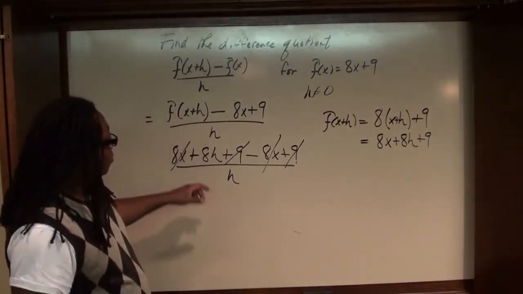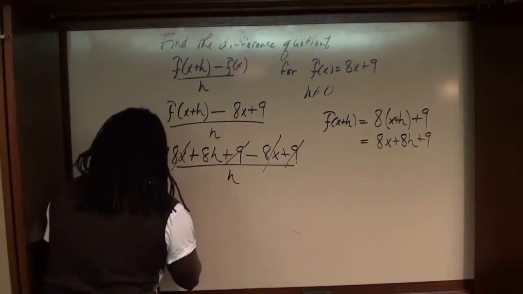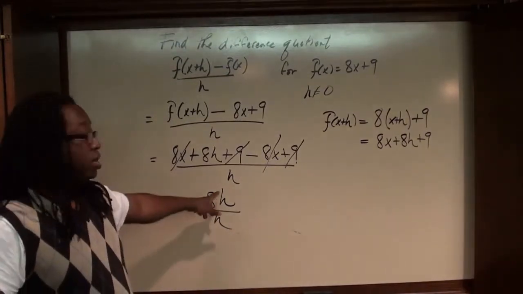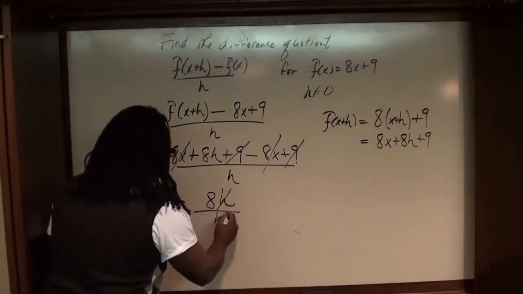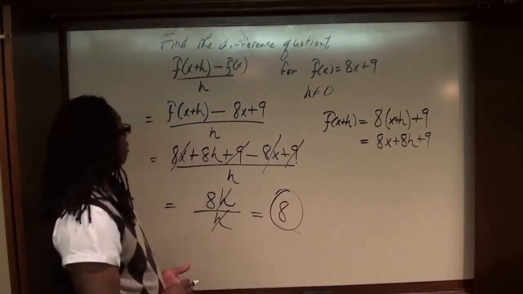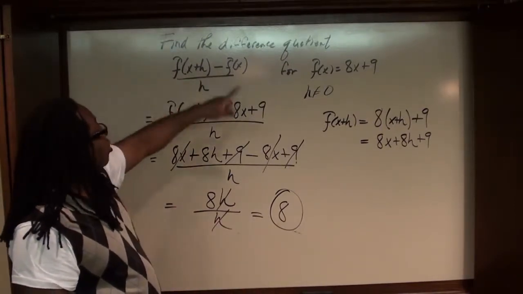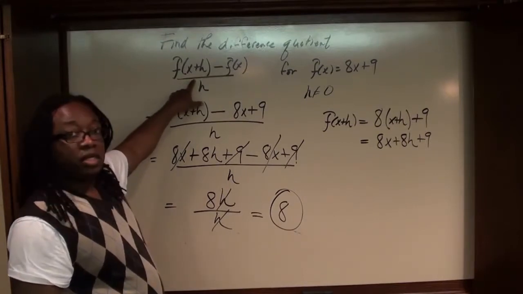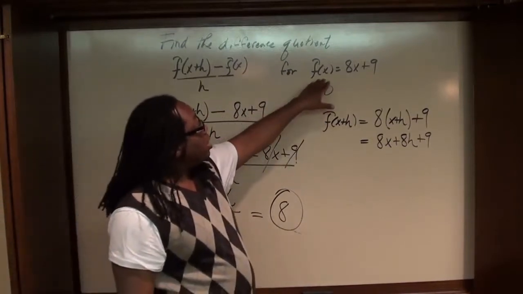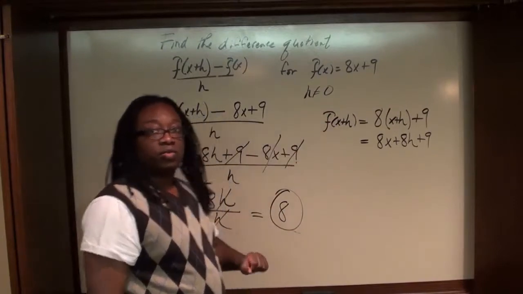So what are we left with? We're left with 8h over h. Well, you can also cancel out the h, and then you're left with the value for the difference quotient, which is 8. Once again, we found the difference quotient of f of x plus h minus f of x over h for f of x equal to 8x plus 9 when h is not equal to 0.